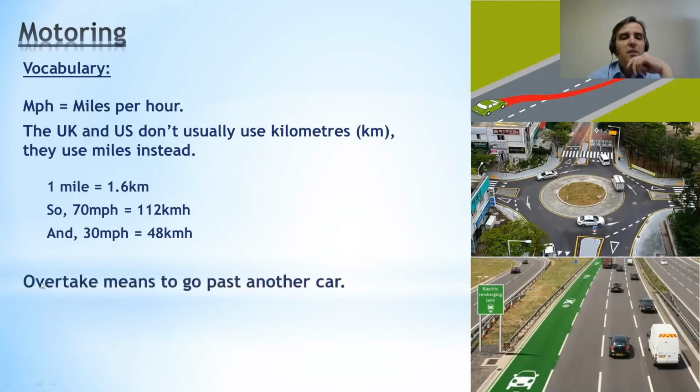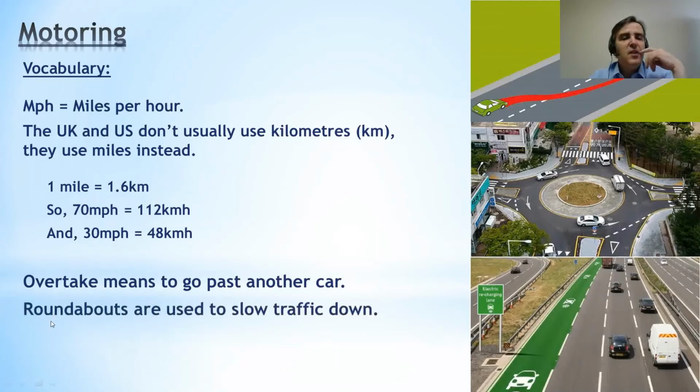You're going to hear the word overtake. Now, overtake means to go past another car. If you look at the picture on the top right of the screen, you can see the green car wants to go past the truck, so it will go out, and past the truck. It will overtake the truck.